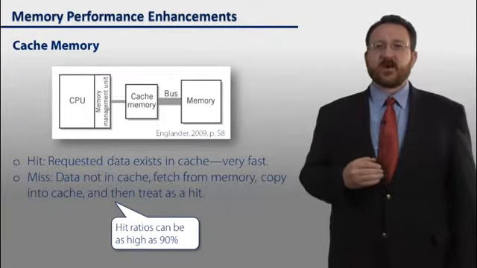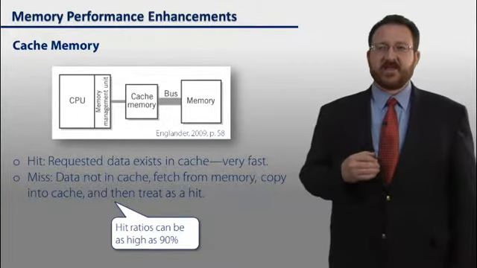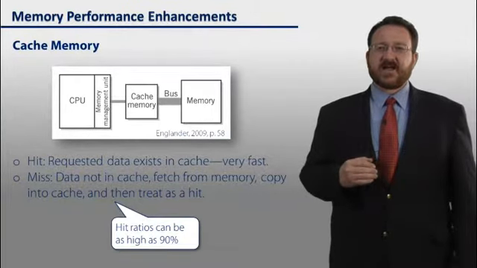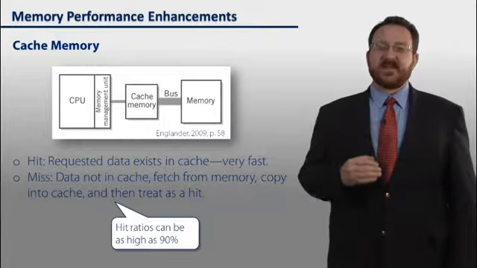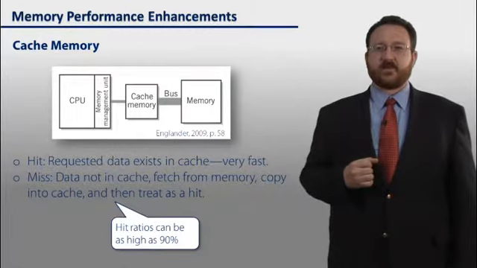In the same way, we're going to put a block of cache memory that buffers between the CPU and main memory in our computer system. A cache hit is when the data that we request exists in the cache already. That means that we go to our cupboard and we find the can of soup that we want right there.